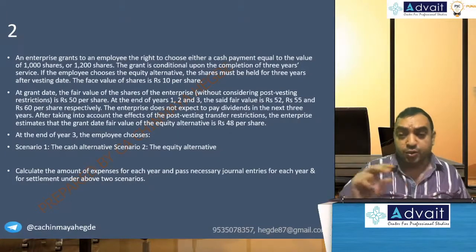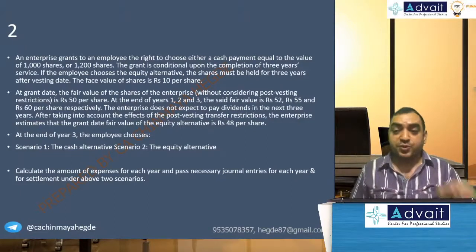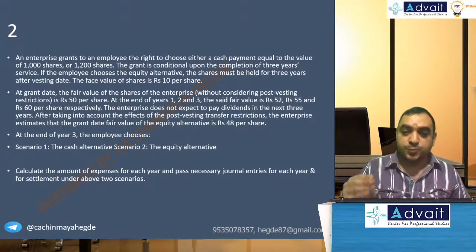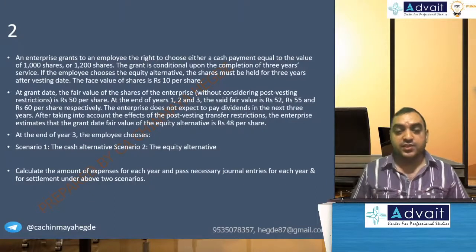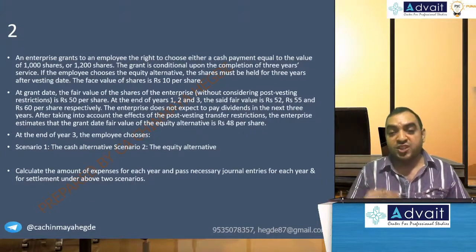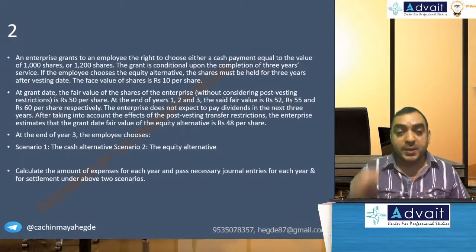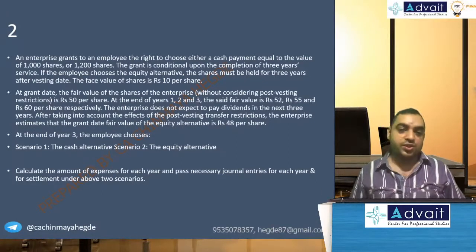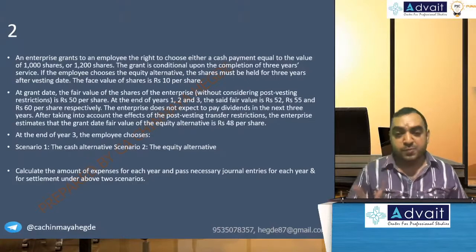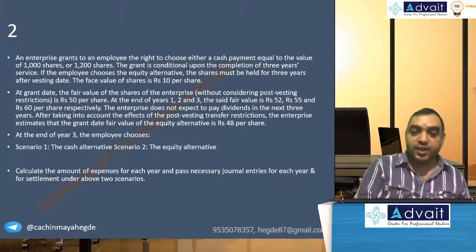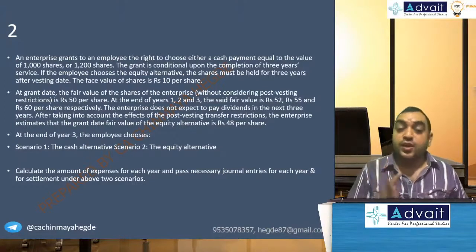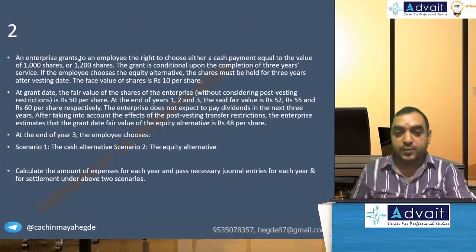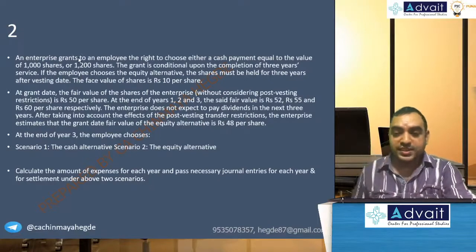At the end of year 1, 2, 3, the fair value is 52, 55, 60 respectively. Enterprise does not expect to pay any dividend in the next 3 years. After taking into account the effects of post-vesting transfer restrictions, the enterprise estimates the grant date fair value of the equity alternative is 48 per share. At the end of year 3, employee chooses scenario 1 cash alternative, scenario 2 equity alternative. Calculate the amount of expense for each year and pass the entries for each year and for settlement under 2 scenarios.